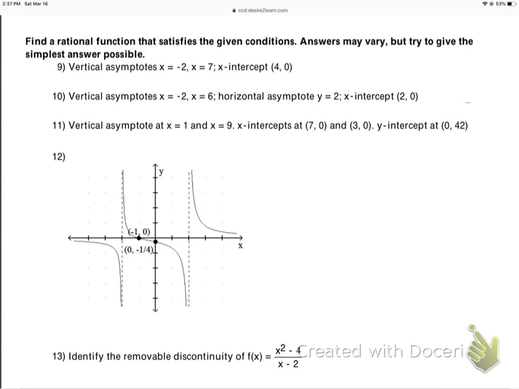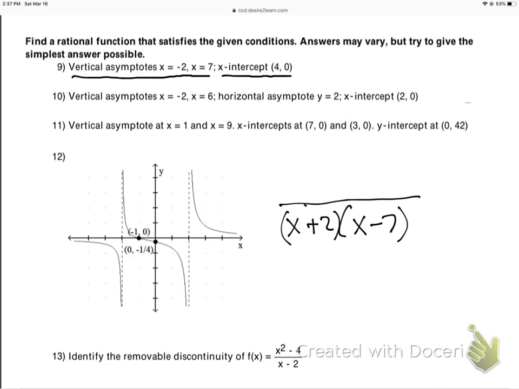Okay, finding a rational function given some information. Right, here we go. The vertical asymptotes are -2 and 7. The x-intercept is 4. Remember, the vertical asymptotes come from the denominator. So -2, that's where it's come from. +7, that's where it's come from, okay?